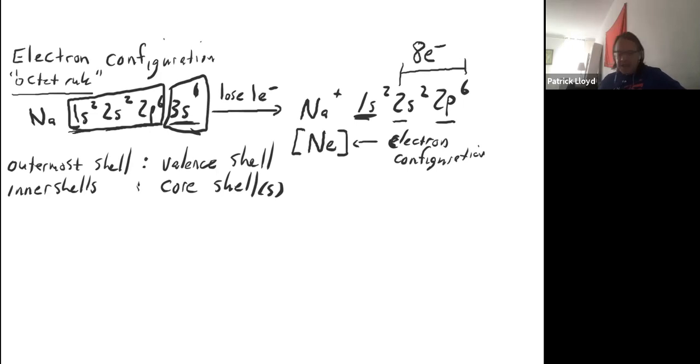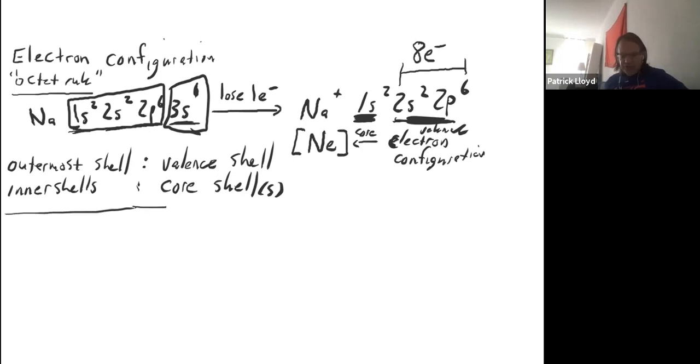Core shells. And then, but in the sodium ion, you know, this is the inner shell, and then now this is the outer shell. So core, valence. And notice the valence shell is filled, okay? So there's an aspect of that as well. So let's try another one.